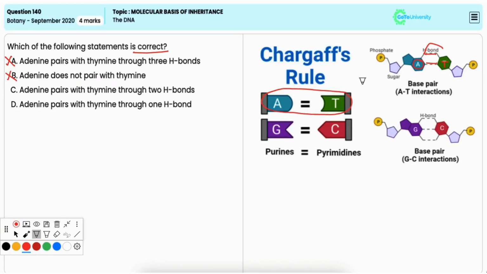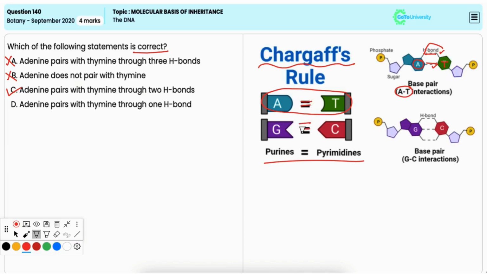Option C, adenine pairs with thymine through 2 hydrogen bonds. Now this is correct. Chargaff's findings provided crucial insights into the structure of the DNA molecule, particularly regarding complementary base pairing. So in DNA, adenine forms base pairs with thymine via 2 hydrogen bonds, and this pairing is part of the DNA double helix structure where complementary base pairs are stabilized by specific hydrogen bonding between the nitrogenous bases.